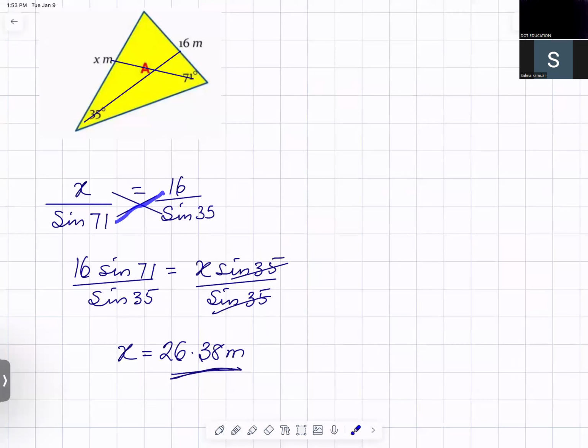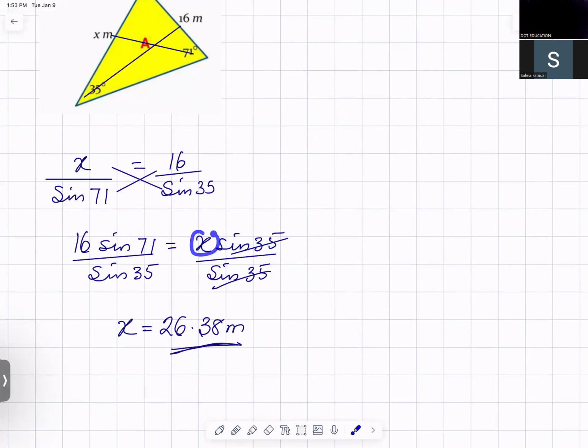So what do we do here? Same thing, you have to cross multiply. So I have 16 sine 71 is equal to x sine 35. In my x sine 35, I'm looking for x. We are making x the subject of the formula. So we'll divide both sides by sine 35. Dividing by sine 35 leaves this. So on your calculator, you do 16 sine 71 divided by sine 35.